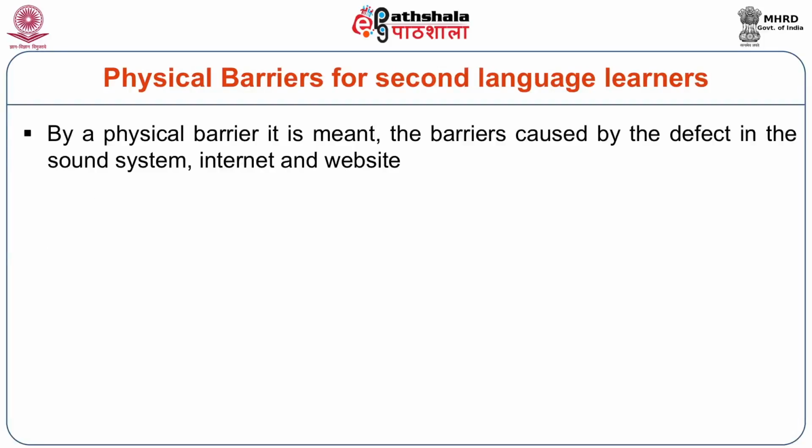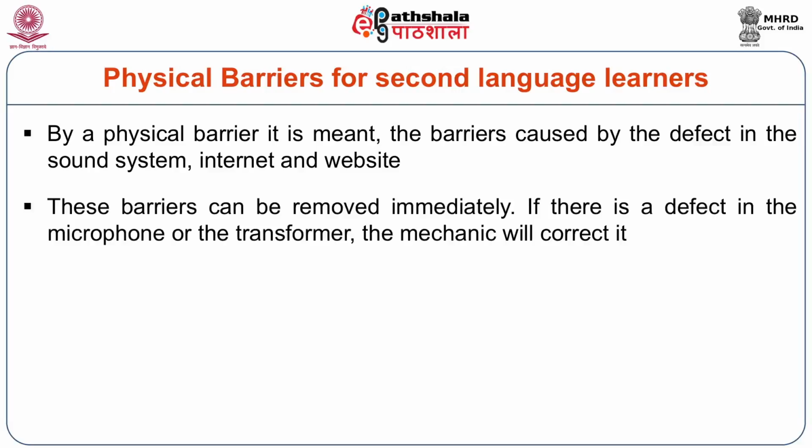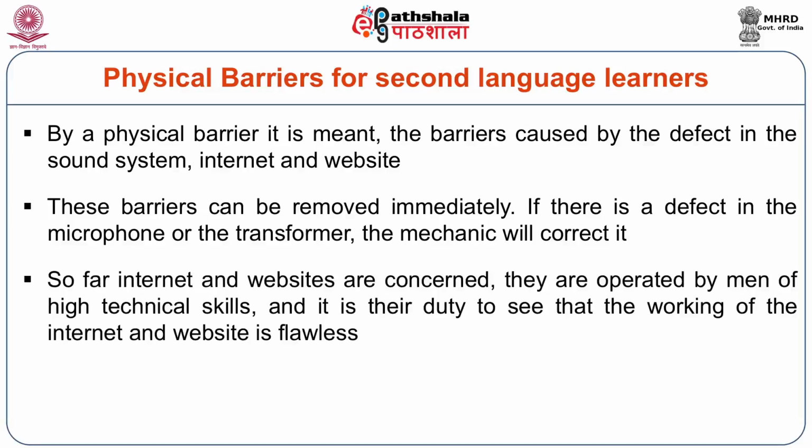By a physical barrier, it is meant the barriers caused by a defect in the sound system, in the internet, or in the website, that are not man-made, not intentional. These barriers can be removed immediately. If there is a defect in the microphone or the transformer, the mechanic will correct it. So far as the internet and websites are concerned, they are operated by men of high skills and it is their duty to see that the working of the internet is proper.